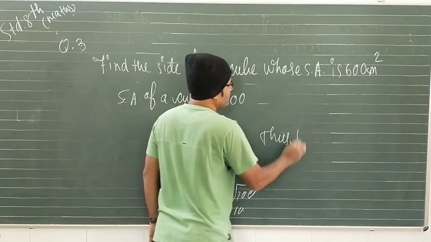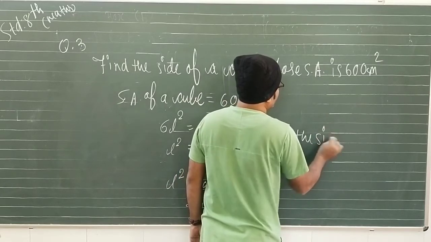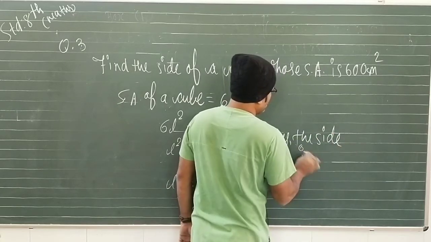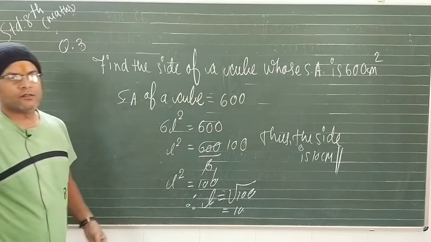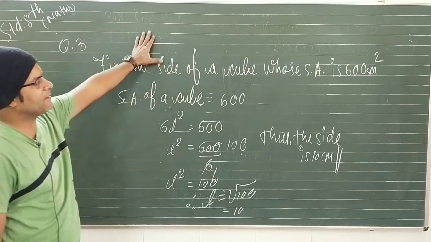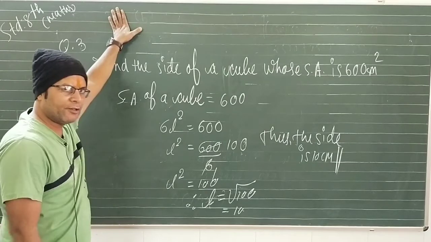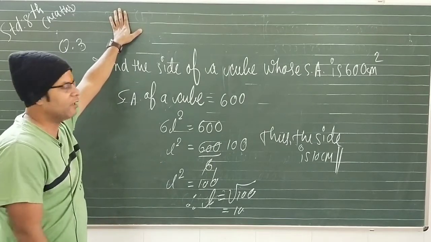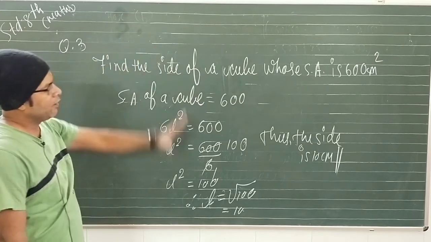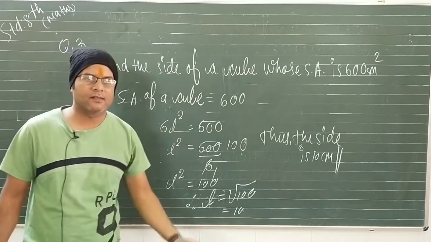Thus, the side is 10 centimeter. So very easily, because surface area already is given, you have to just find your side. So using the formula 6L square or 6 into side square, you can get the side. Just take a look.